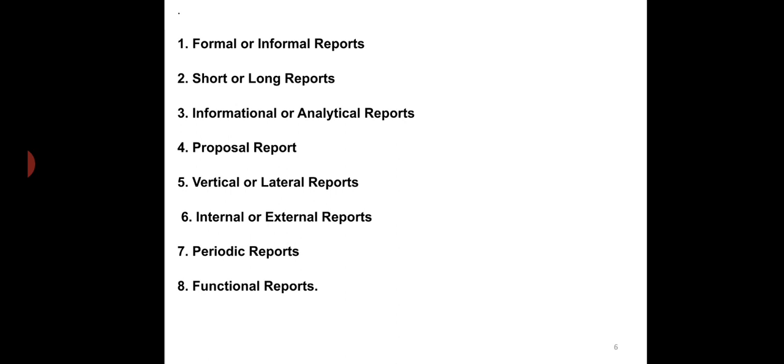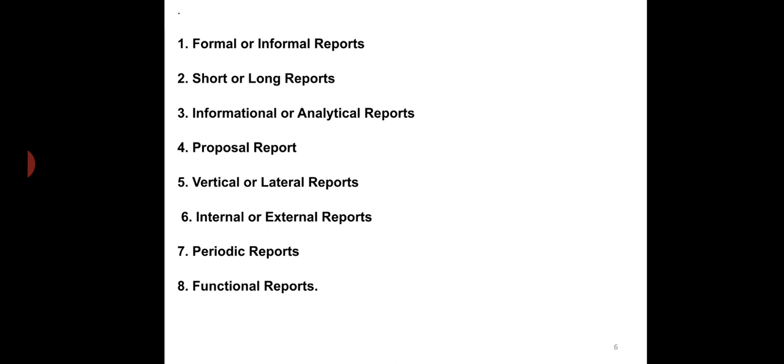Then third one is informational or analytical report. In this informational report, in the sense, like annual report or monthly financial report, or reports on personnel absenteeism, likewise. So these informational reports carry the objective of passing information from one area of an organization to another area of the organization. That is informational report.